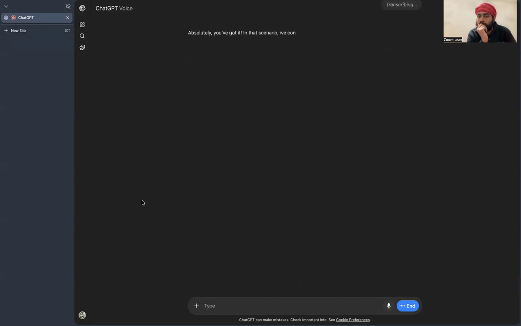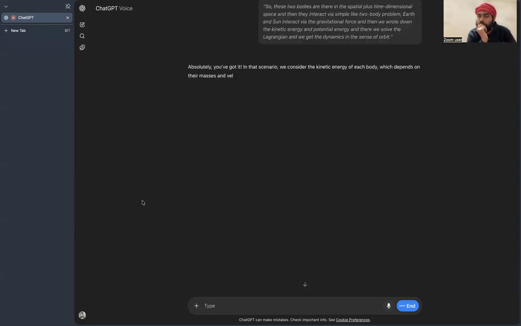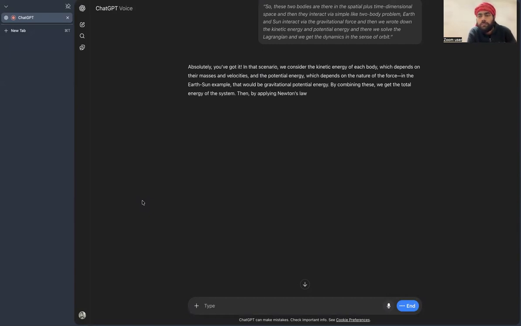Absolutely, you've got it. In that scenario, we consider the kinetic energy of each body, which depends on their masses and velocities, and the potential energy, which depends on the nature of the force. In the Earth Sun example, that would be gravitational potential energy. By combining these, we get the total energy of the system. Then, by applying Newton's laws, we derive the equations of motion and solve them, often leading to orbital paths like ellipses, circles, or hyperbolas. This approach gives us a clear understanding of the dynamics and how the bodies evolve over time in their orbital dance.